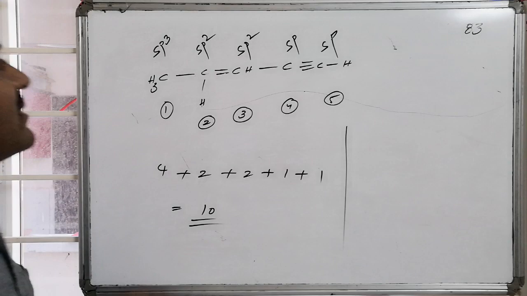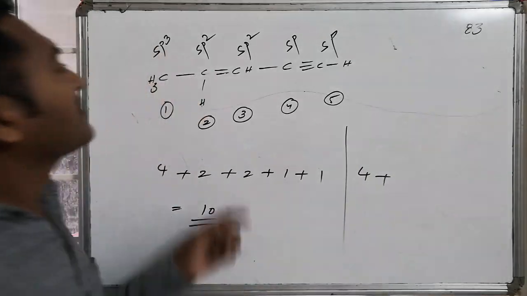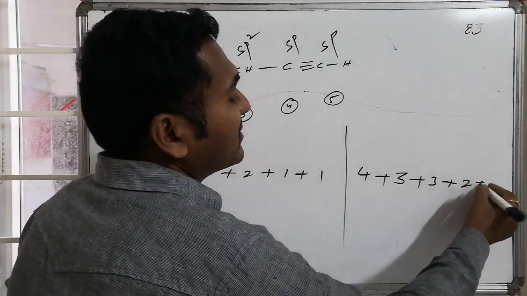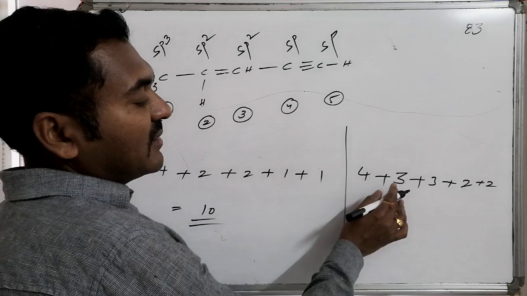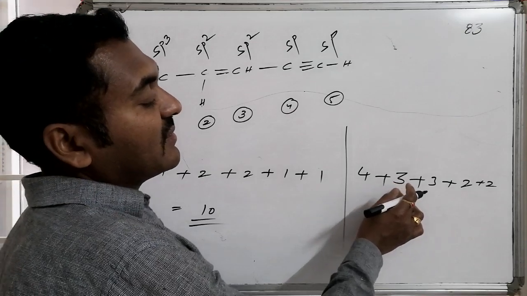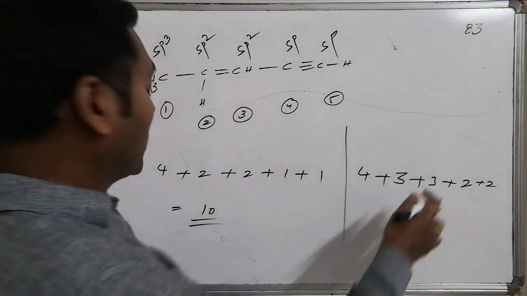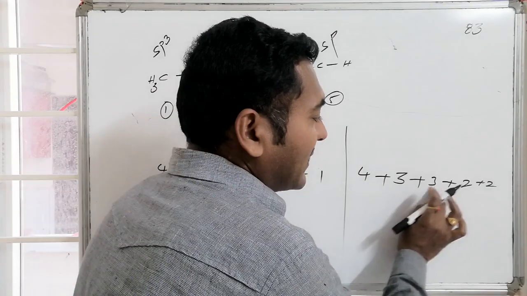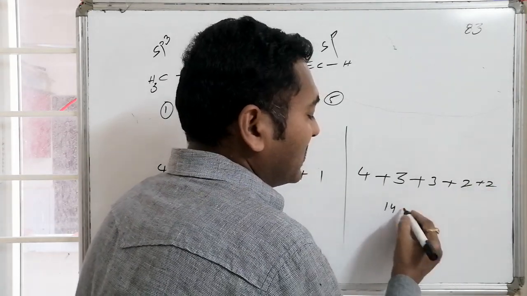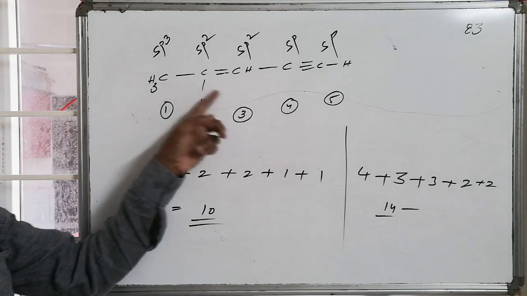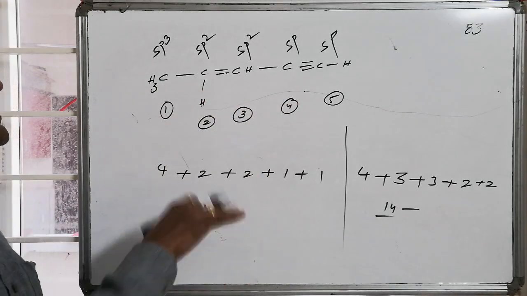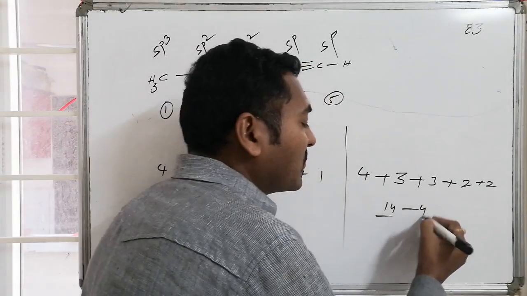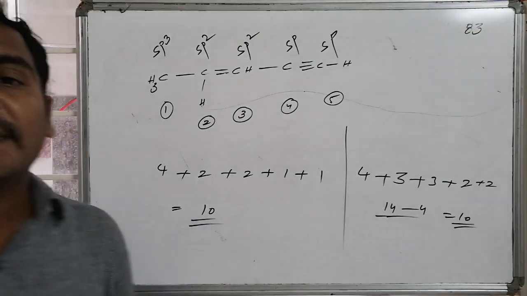In that way we can also cross-check: sp3 4 plus sp2 3 plus another sp2 3 plus sp 2 plus sp 2. That is 4 plus 3 is 7, 7 plus 3 is 10, 10 plus 2 is 12, 12 plus 2 is 14. From this 14, subtract the sigma bonds between carbon and carbon, which are counted twice. So 1, 2, 3, 4: if I subtract 14 minus 4, we get 10 sigma bonds present.